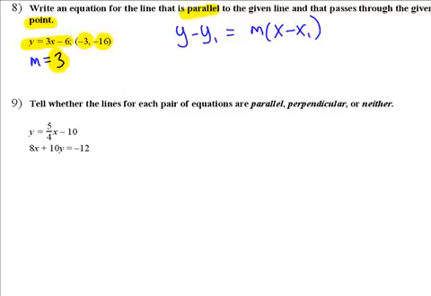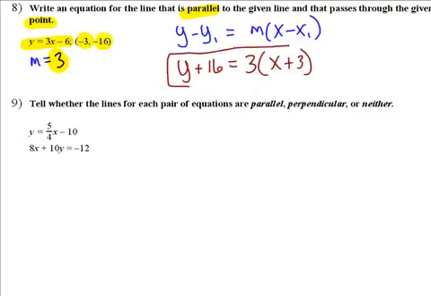So let's plug them in. Y minus y1, that's y minus a -16. Minus a negative means plus. So I got y plus 16 equals the slope is 3 times x minus a -3. Minus a negative means plus. We can stop right there. They didn't ask for it in a specific form. They just said write an equation of a line, and we did that, so we're done.